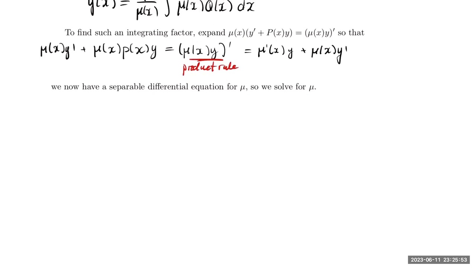So we can see now we have some cancellations. The mu x y prime cancels with this. What we're left with is mu x p x y, which is equal to mu prime x y. The y's then will just cancel out each other. And so what we will just get is this bunch over here. So this part is what we're going to be looking at.